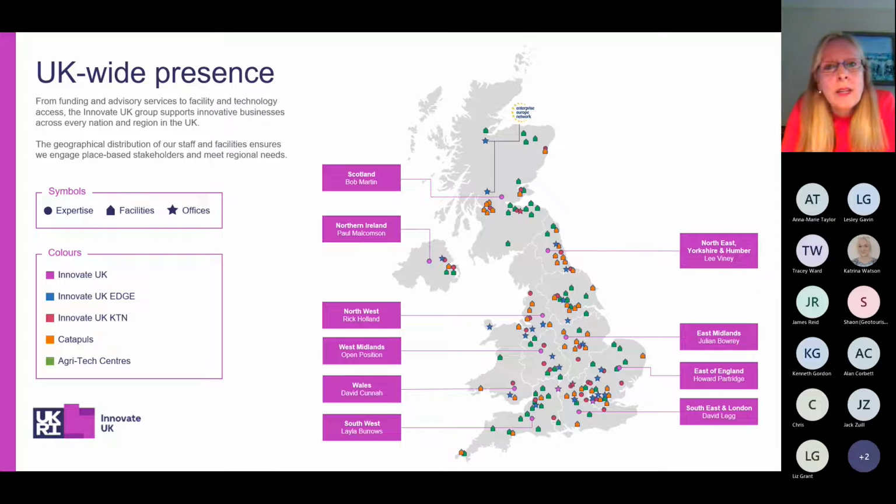So we support innovative businesses across every region in the UK, and of course that includes Scotland. In Scotland, there is a dedicated regional manager called Bob Martin, and a team of people from both Innovate UK, KTN and Innovate Edge, who are based in Scotland to provide support specifically to organisations based in Scotland. In terms of the geospatial sector, there is also a KTN UK-wide lead, and that is Luca Budello.